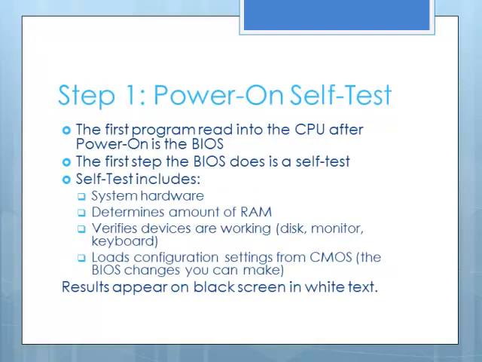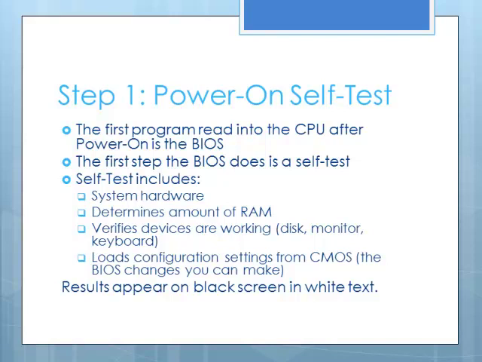And step 1, this is when you power on your computer, the CPU will go through and it will load the BIOS. That's the basic I/O system that enables the computer to do some initial configuration with some of the hardware. And the first thing it does is a self-test. It looks through the system hardware. It determines exactly how much RAM, or random access memory, is available. It verifies that the minimum devices that it needs to boot are working, which includes your disk, your monitor, and your keyboard. Then it loads some configuration settings from the CMOS. That's where the variables for the BIOS are stored.